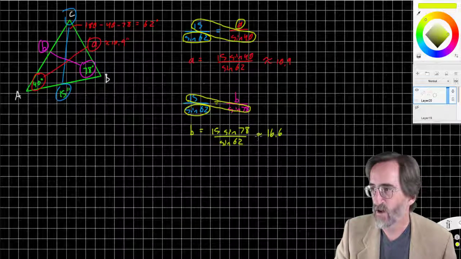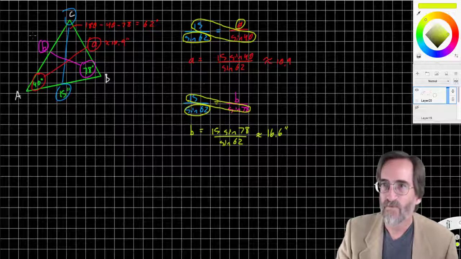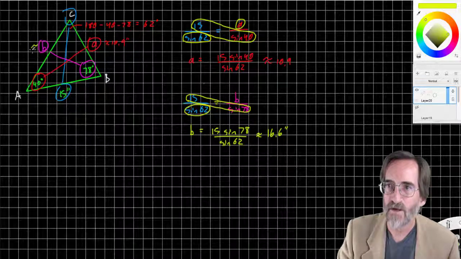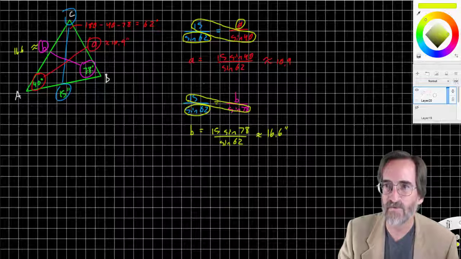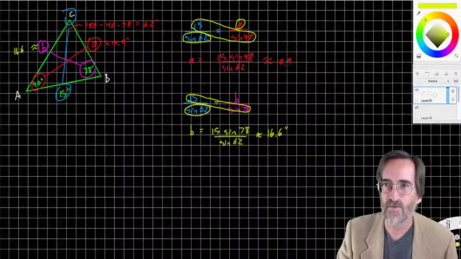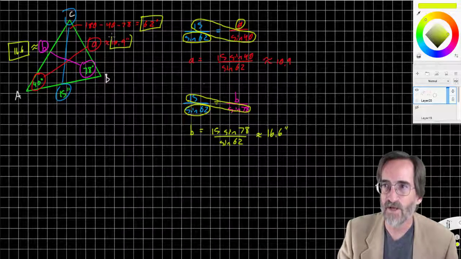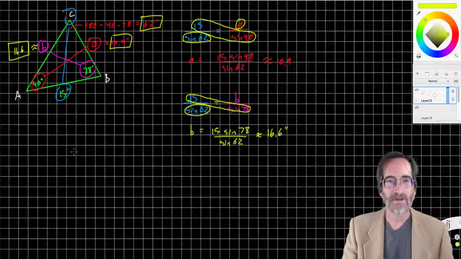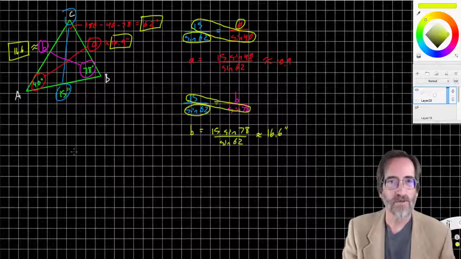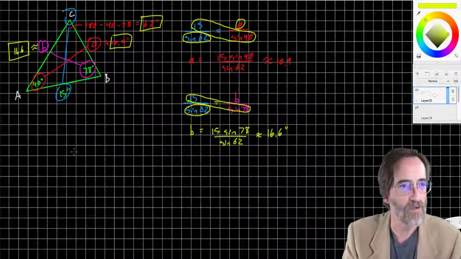And let's check, 16.6 is bigger than 15, but 78 is bigger than 62. So we have solved the triangle. We now know all three angles and all three sides. Okay. All right. I'm going to save the next example or two for the next video.